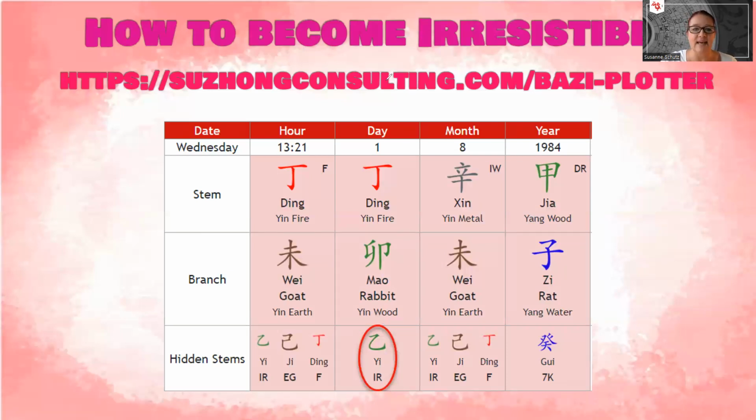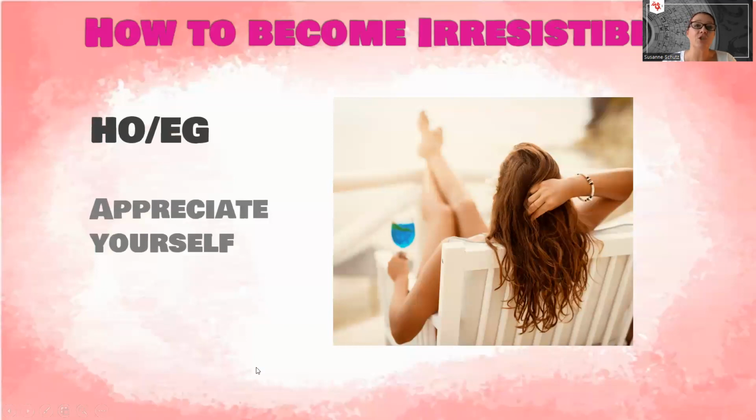Now, what is it that you actually need to do? So check again what kind of letters you have there, what kind of 10 gods you have there. If you have HO or EG, that's hurting officer or eating god, then this is called an output element. And what you need to do is really, really appreciate yourself. Really start loving yourself. Genuinely enjoy your own company and be happy with who you are. Don't always criticize the look of your nose, or, oh my God, I'm too fat and whatever. Don't do any of that.